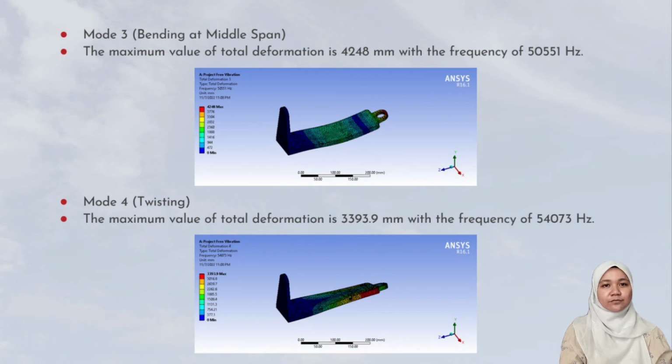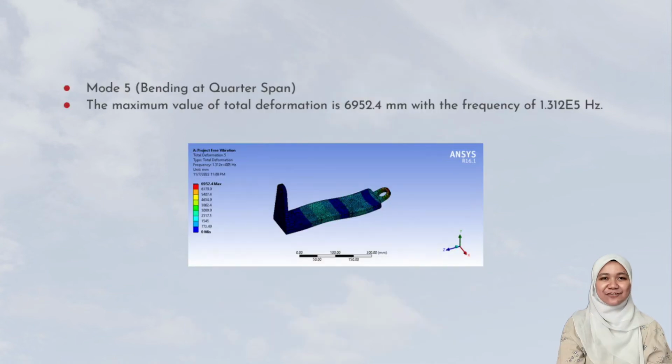For total deformation 4, which represents the deformation for mode 4, it is twisting. The maximum value of total deformation recorded is 3,393.9 mm with the frequency of 54,073 Hz. Lastly, total deformation 5 represents the deformation for mode 5, which is bending at quarter span. The maximum value of total deformation recorded is 6,952.4 mm with the frequency of 1.312 × 10^5 Hz.